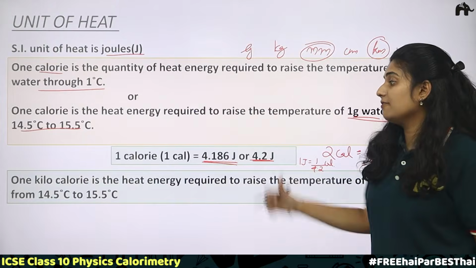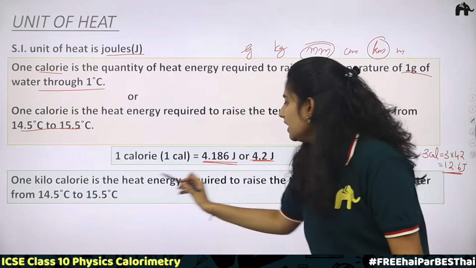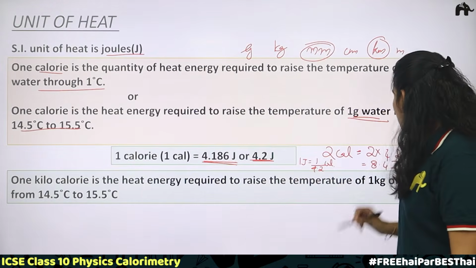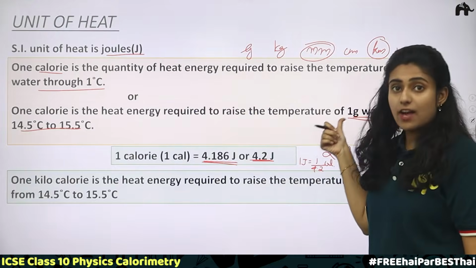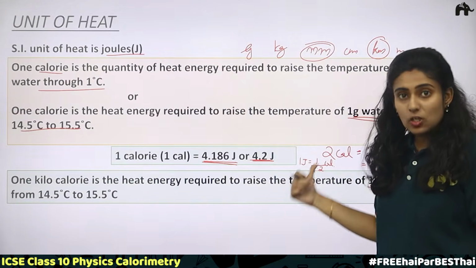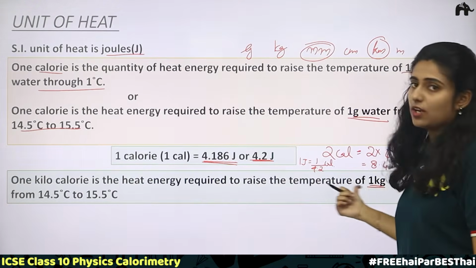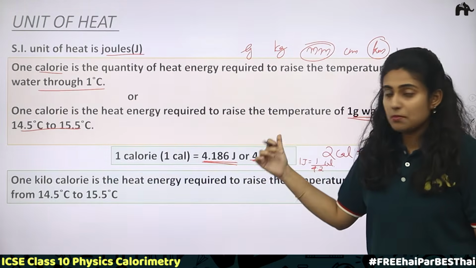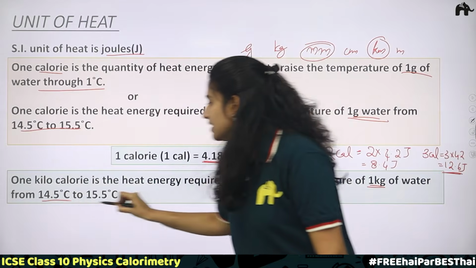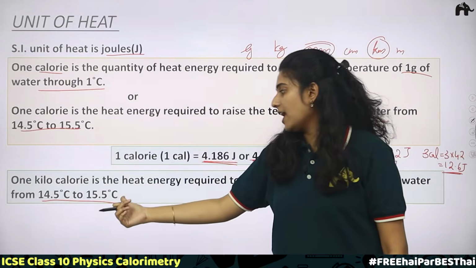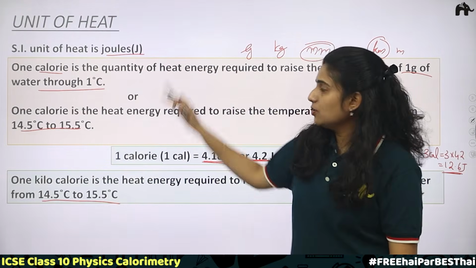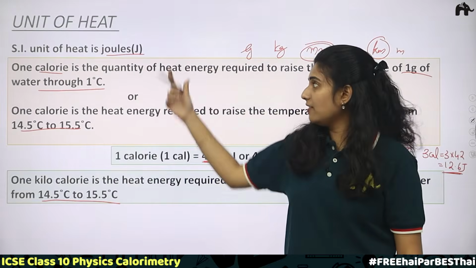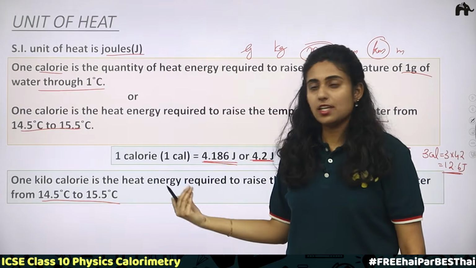Now kilocalorie. 1 kilocalorie is the heat energy that is required to raise the temperature of 1 kilogram. Here it is 1 gram. When it comes to kilocalorie, it is 1 kilogram of water. You will be taking 1 kilogram of water and raising its temperature from 14.5 degrees Celsius to 15.5 degrees Celsius. So we have the units of heat. You have the SI unit and the commonly used units.